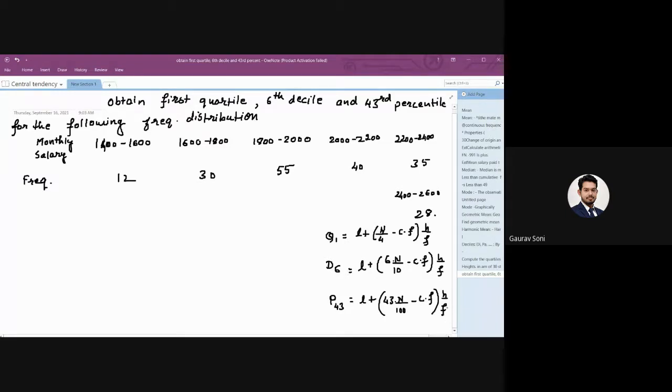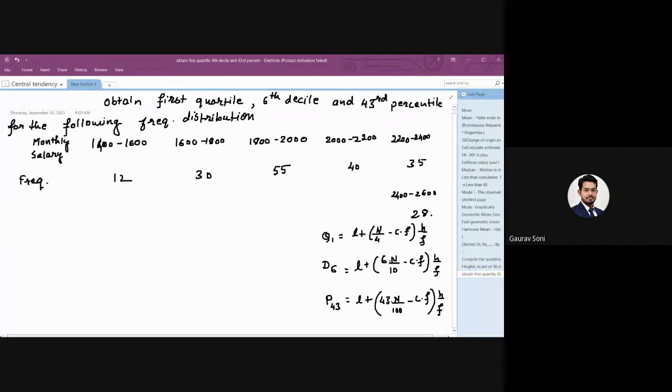So what things will we require here? If you look at each formula, capital N is the total number of observations, right? Then CF is the cumulative frequency of the preceding class, H is the height of the class, and F is the frequency of that class.